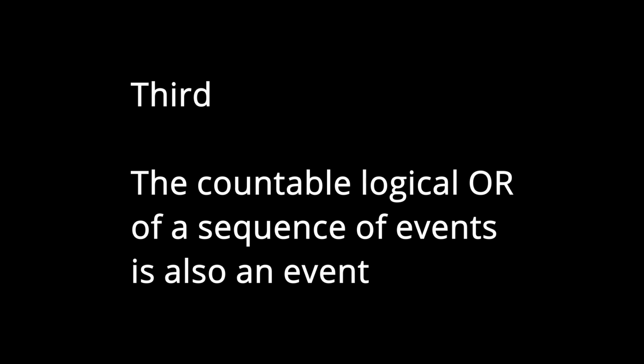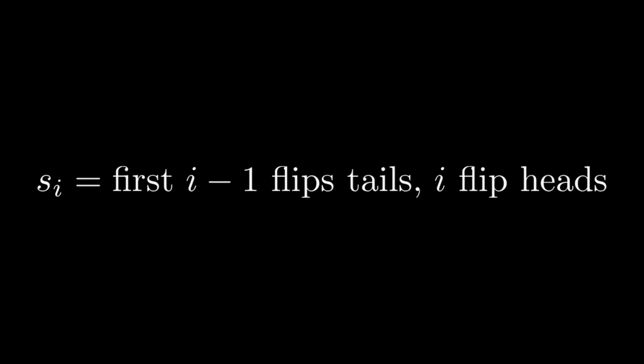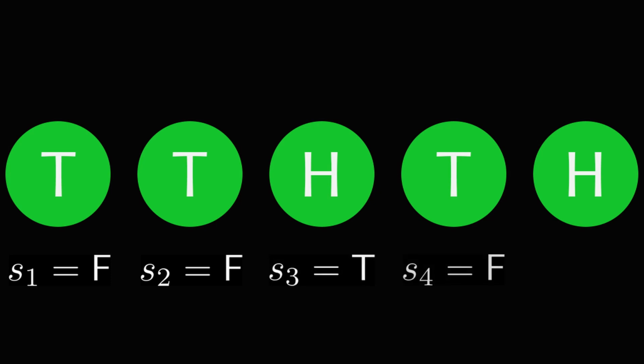So let's work through an example. Suppose that a fair coin with outcomes heads and tails is flipped over and over again, and S sub i is the event that the first i-1 flips were tails, and the ith flip of the coin was heads. So the first few coin flips were tails, tails, heads, tails, heads. Then S sub 1 and S sub 2 would be false, while S sub 3 would be true, S sub 4 would be false, S sub 5, S sub 6, all of those are going to be false. So the only S sub i which is true is the earliest head in the sequence.